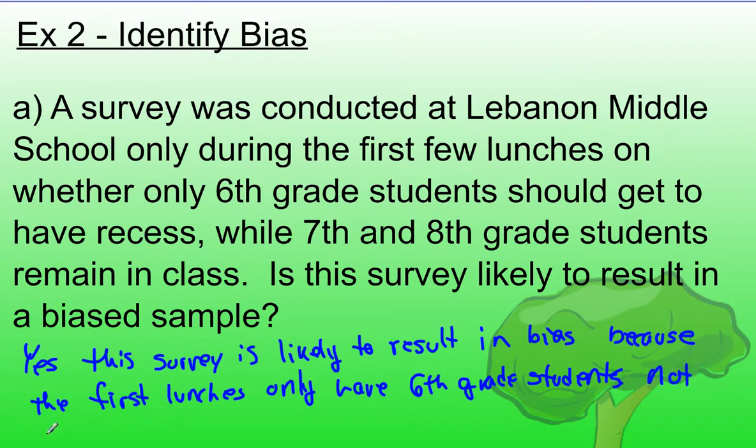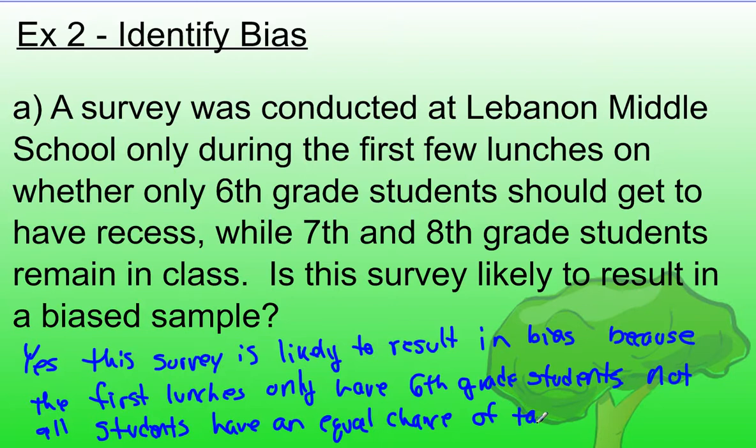Not all students have an equal chance of getting surveyed. I'm going to say taking the survey. So I have here, yes, the survey is likely to result in bias because the first lunches only have 6th grade students. Not all students, capital N, not all students have an equal chance of taking the survey. So that would not be very fair for the 7th and 8th graders who don't even get a vote.